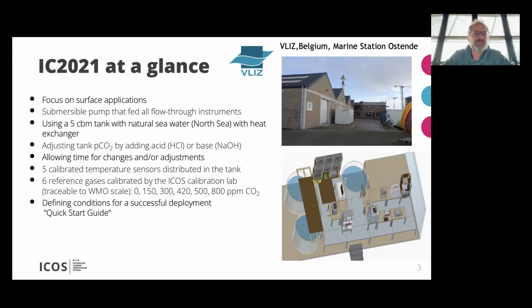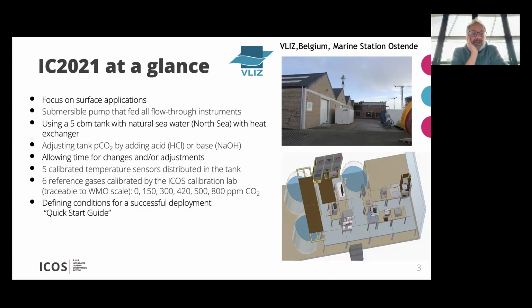We used this 5 cubic meter tank with natural seawater coming from the North Sea, with a heat exchanger so we could adjust the temperature of the water. Then we used acid and base to adjust the pCO2. When we did this, we allowed time for the changes and for instruments to adjust to the new conditions, because we did not want to see how instruments react to sudden changes. We wanted to see how instruments compare in more or less stable conditions where the change rate was very low.